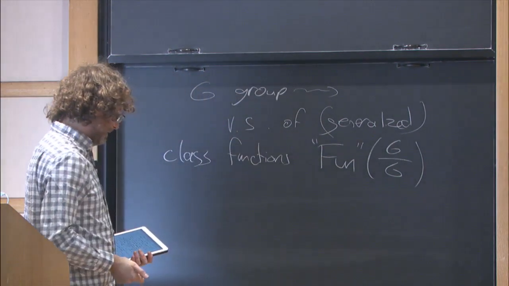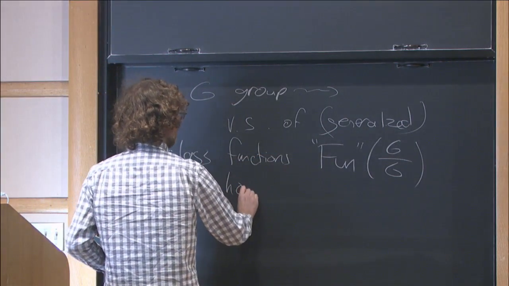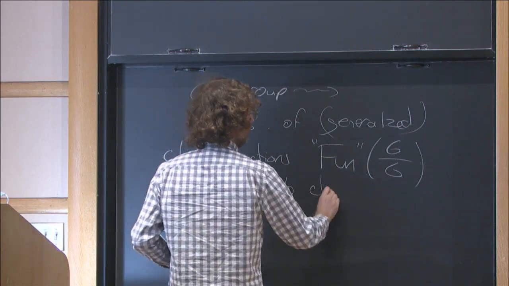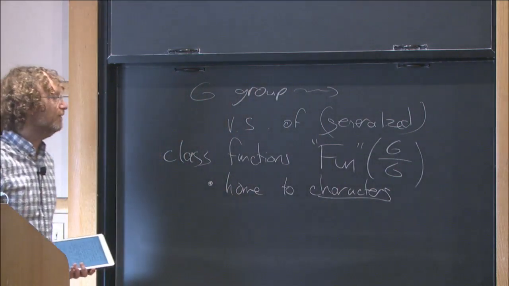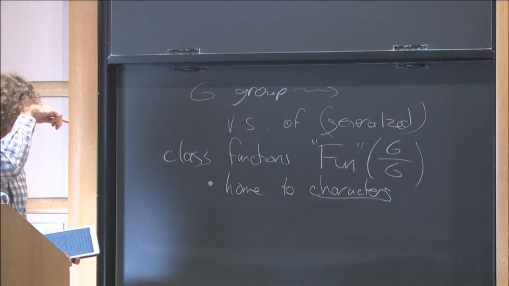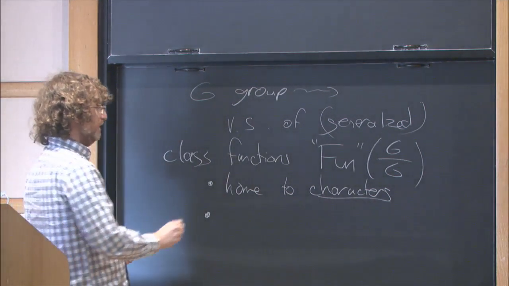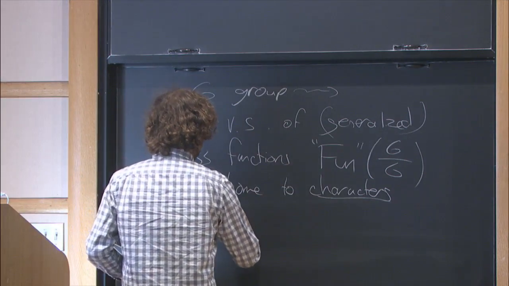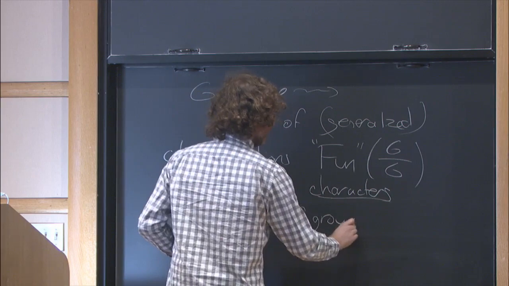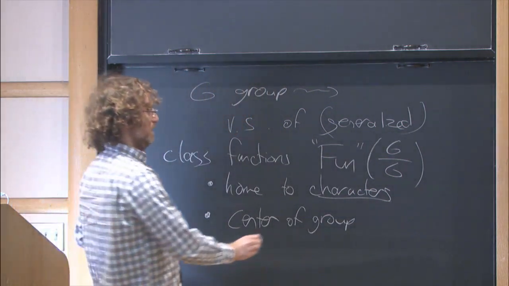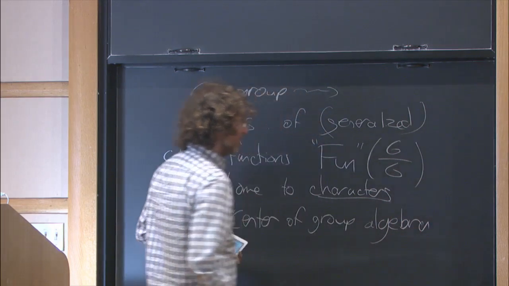There are two main things about class functions. This is the home to characters of representations. This is where characters of representations naturally live. They give you class functions on the group. And the other dual role is that this vector space is the center of the group algebra in nice situations. Let's assume G is a finite group, just to be concrete, and I just mean complex valued functions. This is the center of the group algebra.